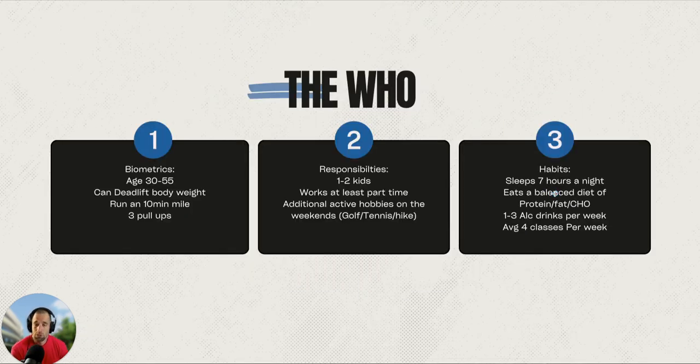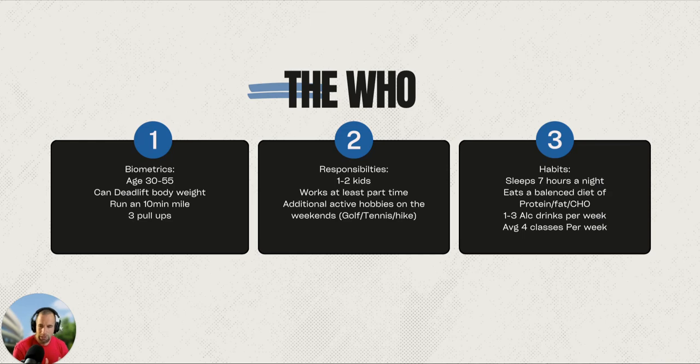So now we're getting into who I program for. This is just the average of everybody that goes to the gym. They are between 30 and 55 years old. They can deadlift their body weight fairly well. They run a 10-minute mile and they could do about 3 pull-ups.